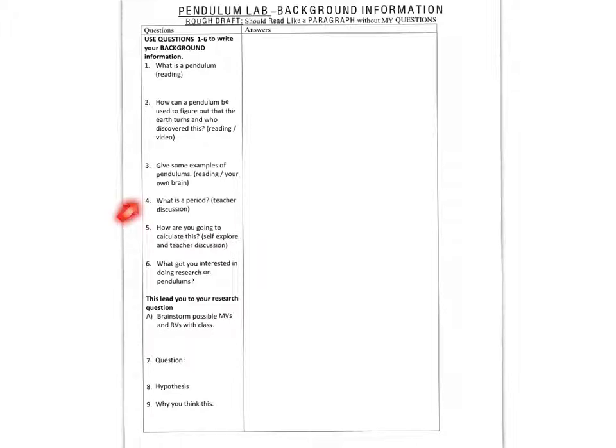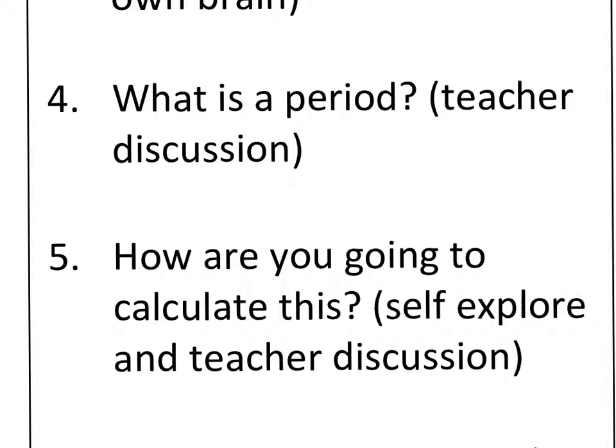And I want to talk about 4 and 5 together in just a minute. And then finally what we're going to want to do is come up with a research question and hypothesis for your lab. And I'll help you with that in a second as well. So I want to focus on question 4 and 5. What is the period of a pendulum? And how do you plan to calculate that for the lab? So I'm going to minimize this screen here and focus on those two questions in particular. So I'm on question 4 and 5.